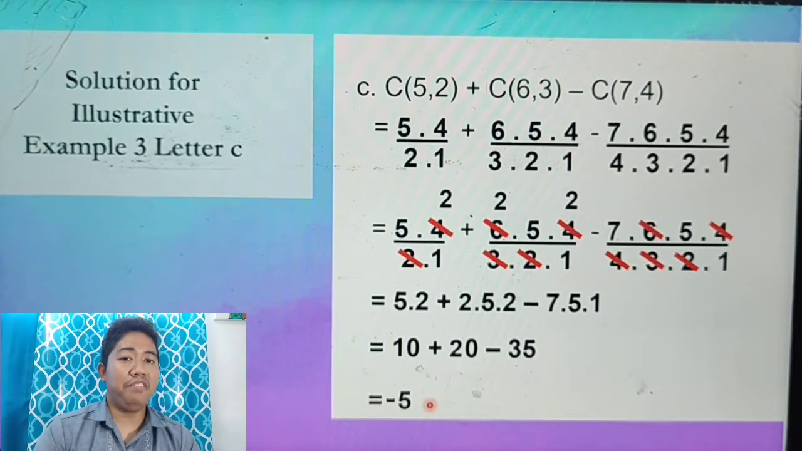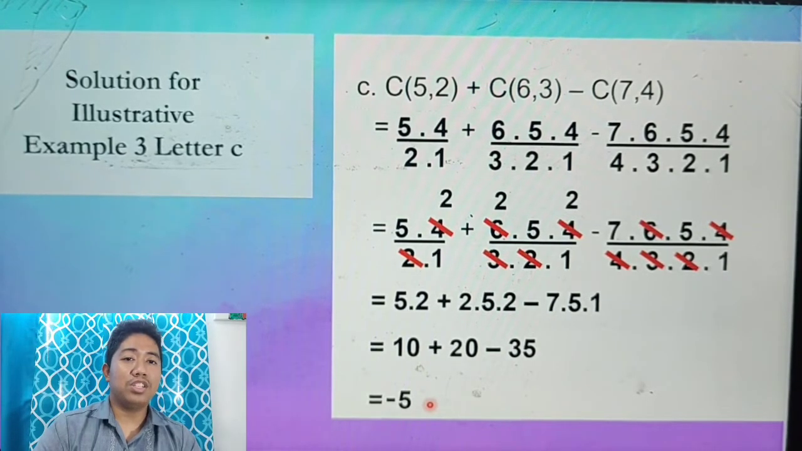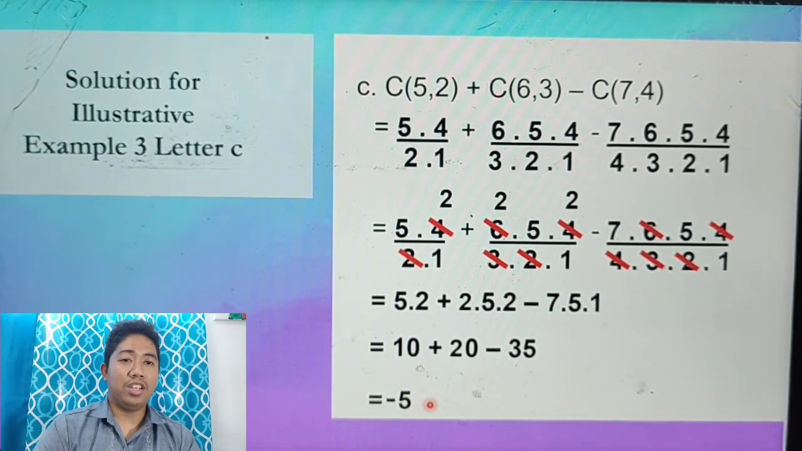So, my dear friends, students, and viewers, now you know how we are able to evaluate the combination notations using the different formulas. We're using the notation formula and it's the shortcut method. And that's all for today's lesson.